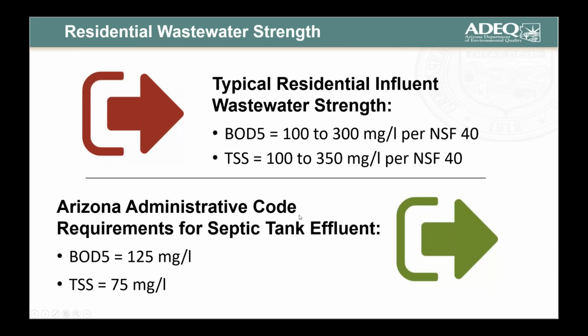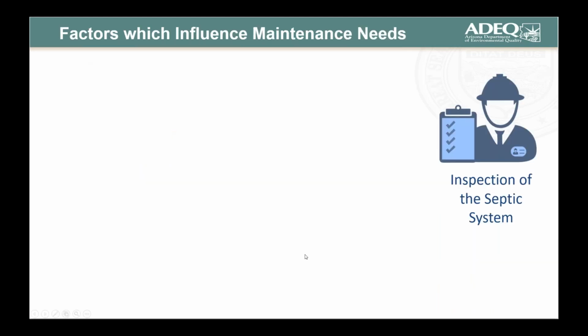Now, the Arizona Administrative Code says that the raw wastewater that goes into the septic tank is supposed to exit with a minimum effluent quality of a 5-day BOD of 125 milligrams per liter and total suspended solids of 75 milligrams per liter. That's what should be coming out.